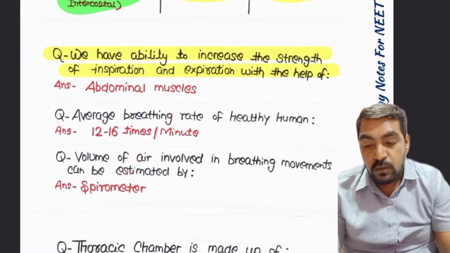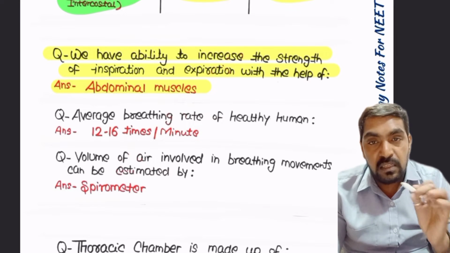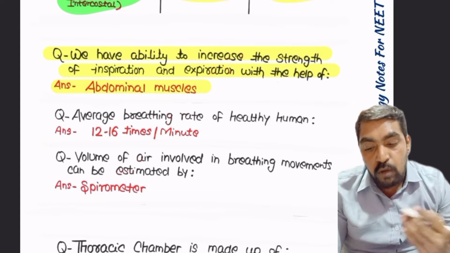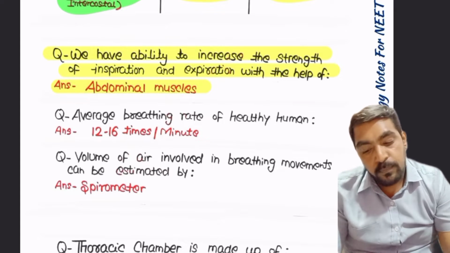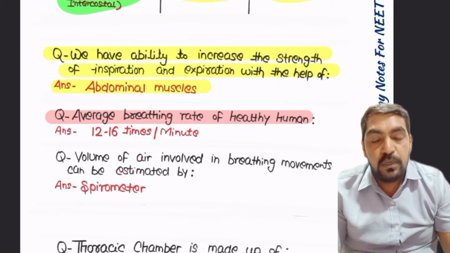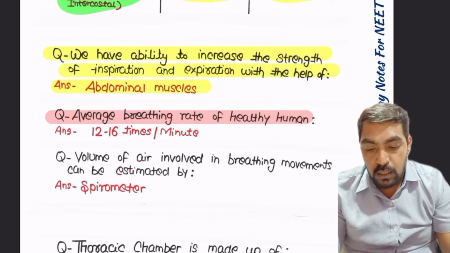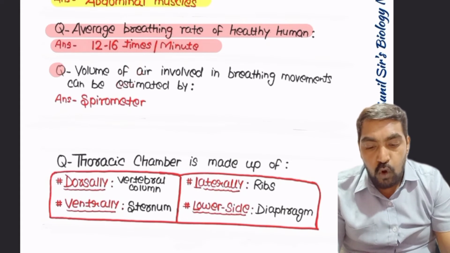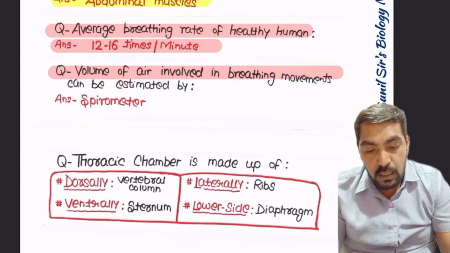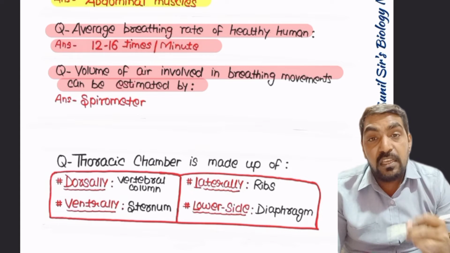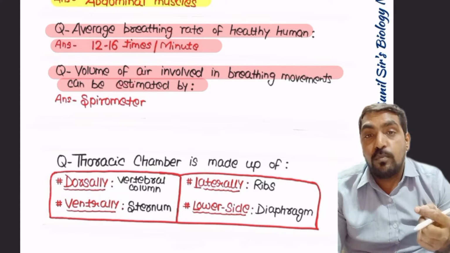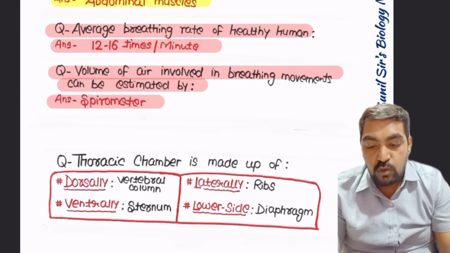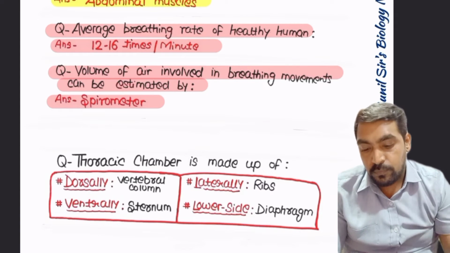Next question is, we have the ability to increase the strength of inspiration and expiration with the help of what? So we have abdominal muscles. The stronger your abdominal muscle, the more will be the strength of inspiration and expiration. Average breathing rate of a human is 12 to 16 times per minute. Volume of air involved in breathing movement can be estimated by a device used to measure the rate of respiration, the breathing that you normally do, and it is called a spirometer.